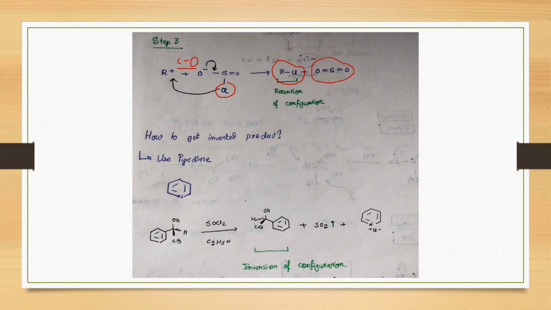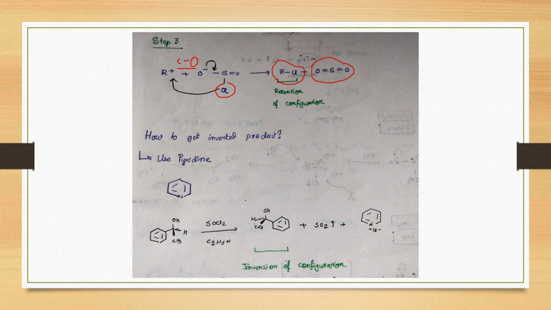So try to understand what is actually happening. In the first step we have the ROH and the SOCl2, where we will see some attack by the oxygen on the positive center, and there will be some rearrangement of electrons, and ultimately there will be removal of the hydrogen of the ROH, and it will be replaced with the help of SOCl. So we will get an alkyl chlorosulfite.